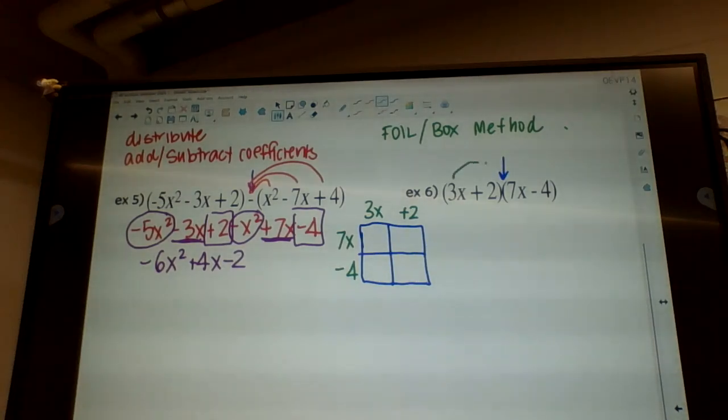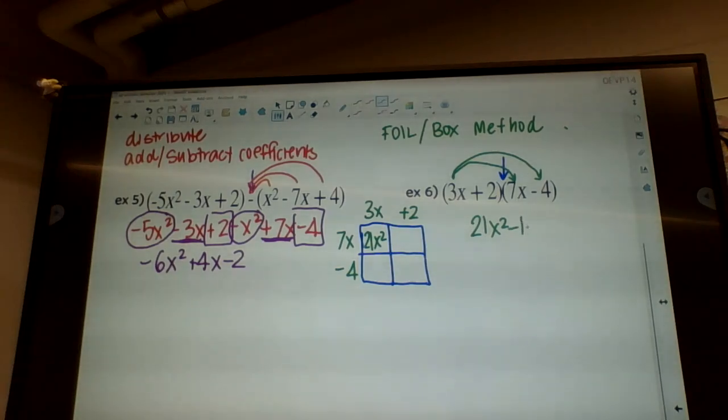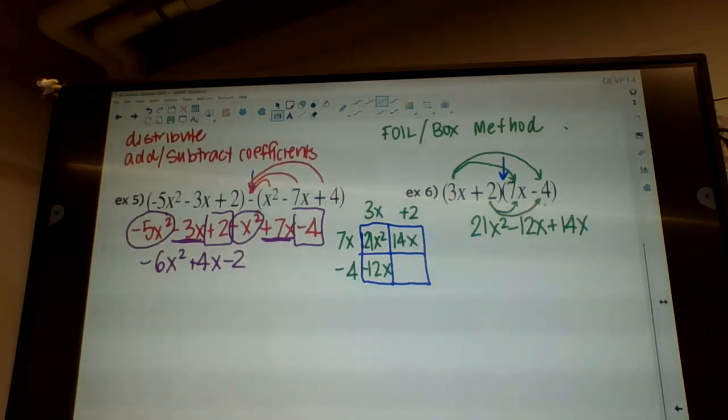So if I did FOIL, I'll do first, multiply 7x by 3x. That's going to be 21x to the second. Outer, 3 times -4, so -12x. Same thing here. Inner, I get 14x. And then last, I get -8.